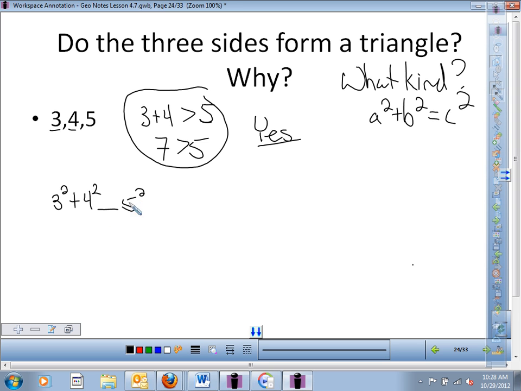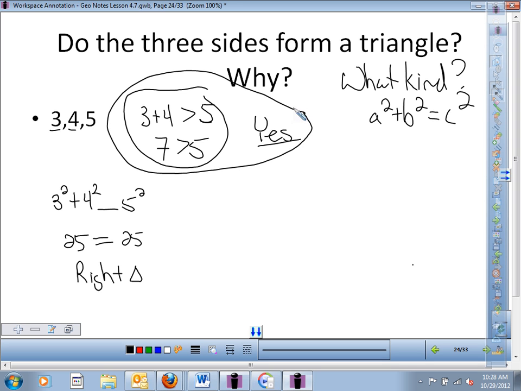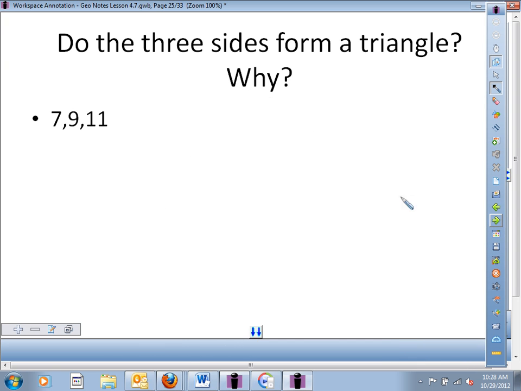This is what we did last class. So, this is 25. That's 25. They're equal. So, what kind of triangle do we have? Well, we have a right triangle. Okay. So, we did two things right there. Does it form a triangle? Simple. Just add. And then what kind? Well, what kind is where we do the Pythagorean theorem, the good old Pythagorean theorem, and figure that out. All right. So let's go to the next one.